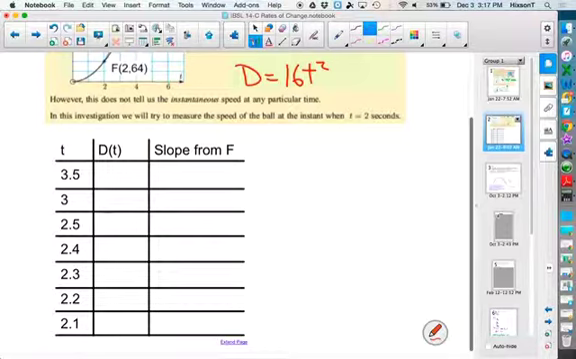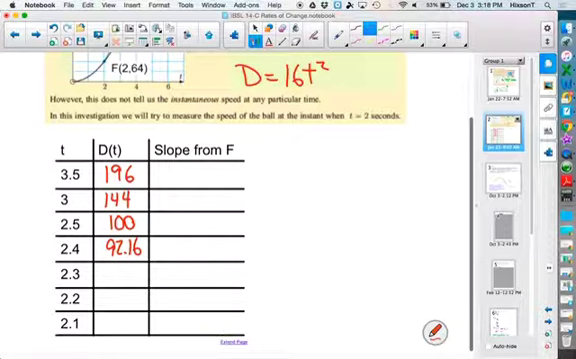3.5 squared times 16 would be 196. And we can round to the whole number. We're not doing anything real crazy here. 3 squared times 16, 144. 2.5 squared times 16 is 100. Feel free to work on various ones. Then 92.16. d of t is the function.